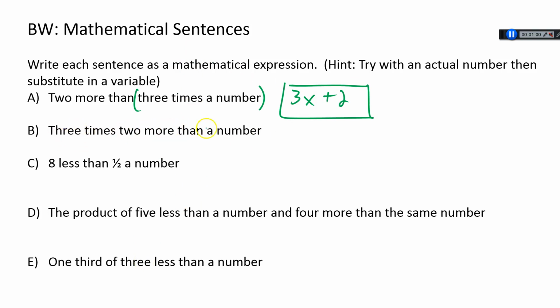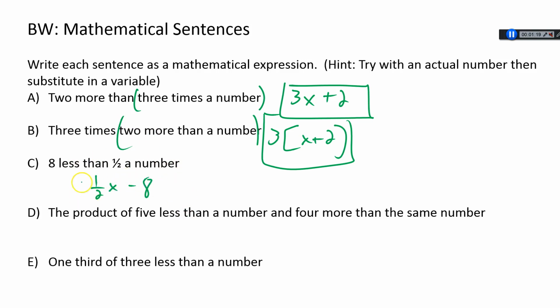Let's try this one. 3 times 2 more than a number. So this time the 2 more than a number is happening first. 2 more than a number. So 3 times 2 more than a number. There you go. Next up, we got 8 less than half a number. So half a number, and it's 8 less. So we subtract 8. There you go.